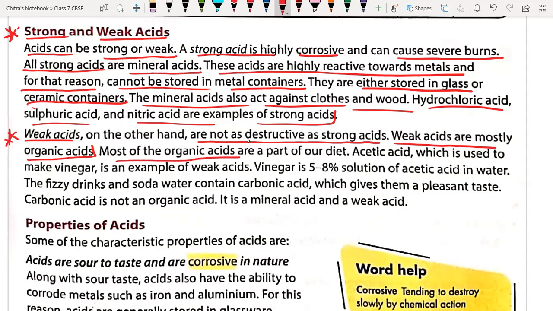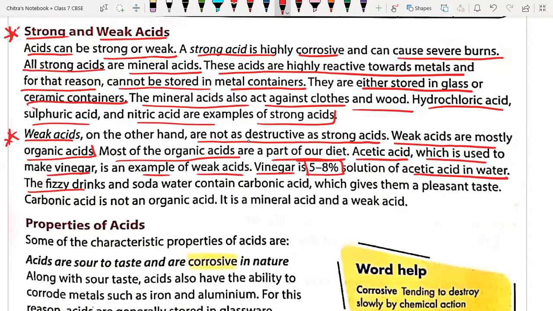Most of the organic acids are part of our diet, like acetic acid and citric acid. Acetic acid is used to make vinegar. For example, a weak acid, vinegar is nothing but a 5 to 8% aqueous solution. Aqueous means in water. So a 5 to 8% solution of acetic acid in water is called vinegar.